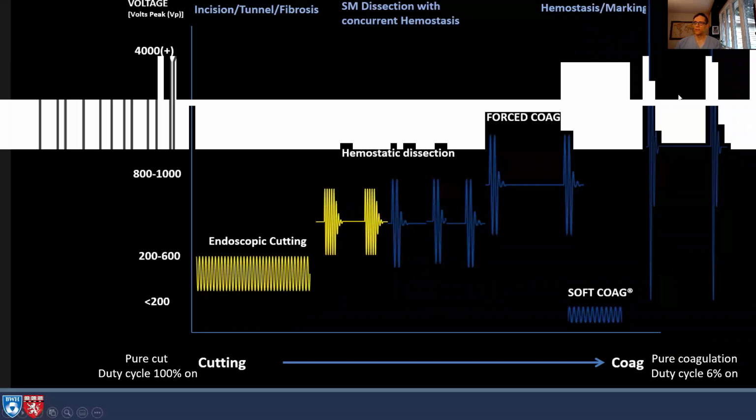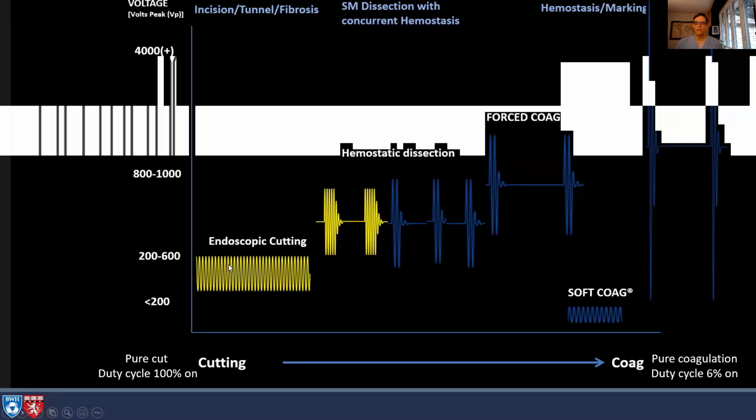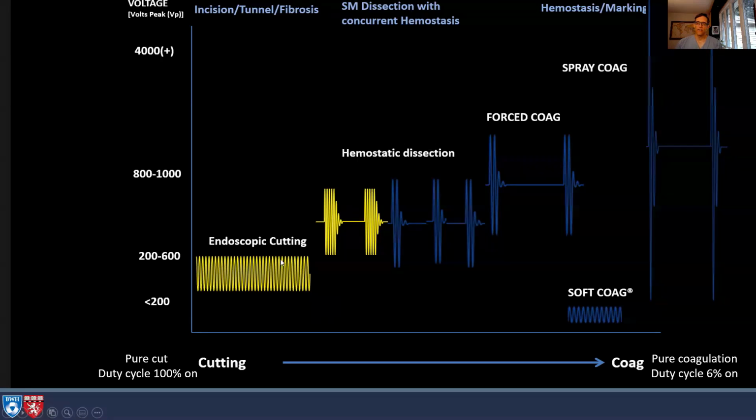Getting into waveforms, because there's some more specifics we can discuss here. Here again we have endoscopic cutting, which is that continuous sinusoidal waveform. Waveform is certainly one principle that's very important when we're discussing cutting versus coagulation. Duty cycle is also important, right? How often is this waveform active? How often is it on? And for pure cut, it's on 100% of the time. For pure coagulation, it's on around 6% of the time, right? There are greater pauses.